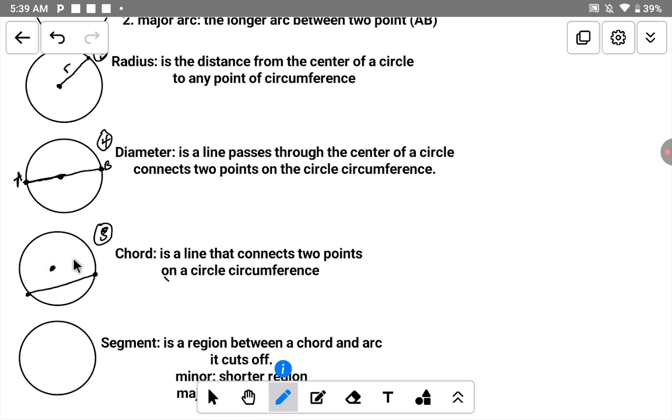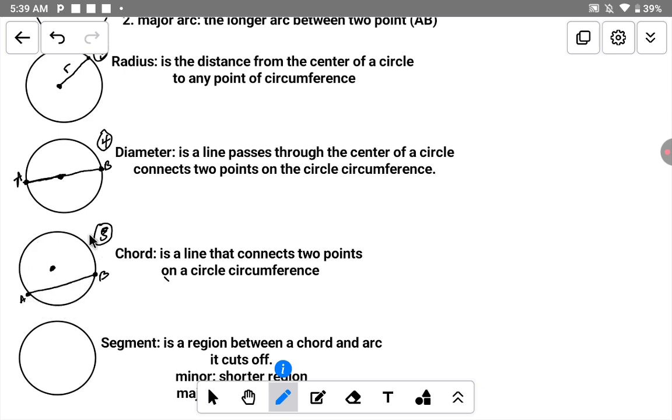Let me not explain that now. I will explain that in the next one. That's the chord segment, but I will come back to it to explain it again. So on this chord we have 2 types. We have the minor chord. Let's say this is our point A and this is our point B. From here to this place, this part here, is called a minor chord.